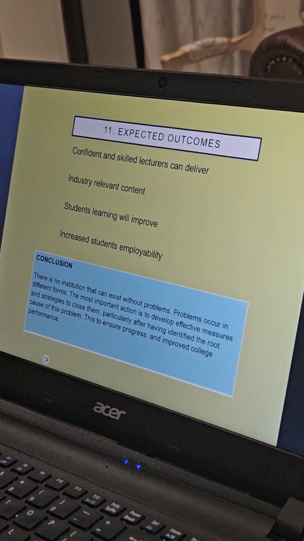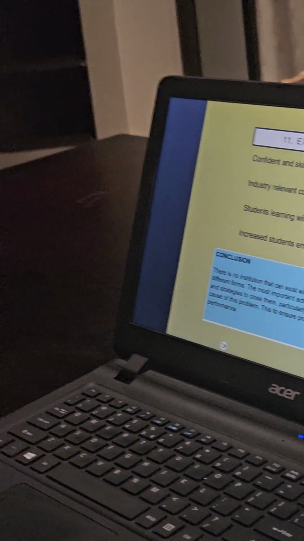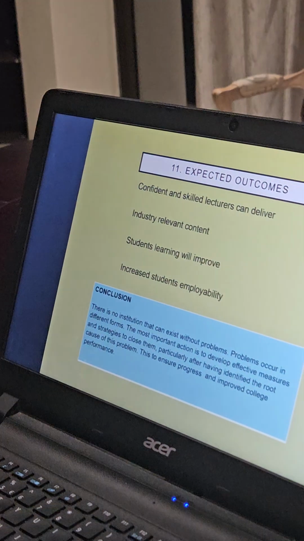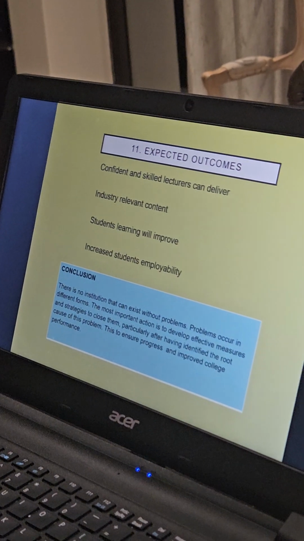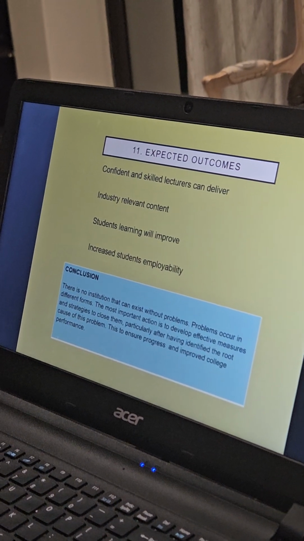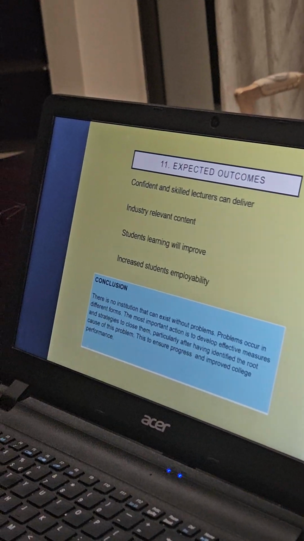In conclusion, I've said that there is no institution that can exist without problems. Problems occur in different forms. The most important action is to develop effective measures and strategies to try and close these challenges. After having identified the root cause of the problem, we will know exactly what we need to do, and this will ensure that we progress and improve as a college in our performance.